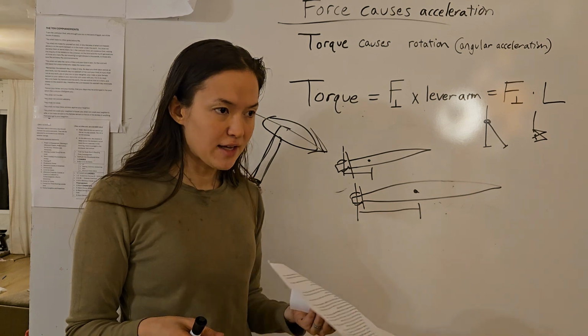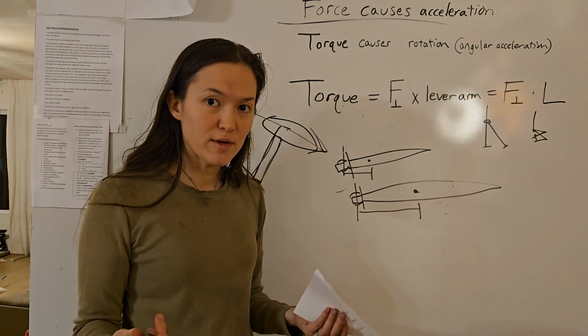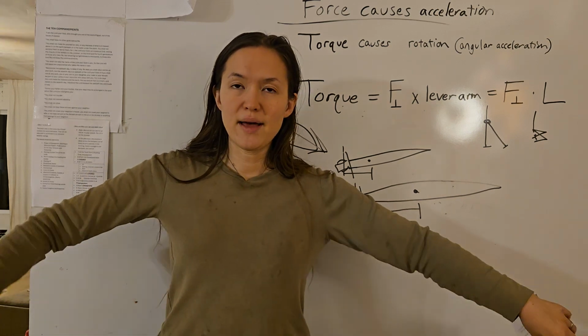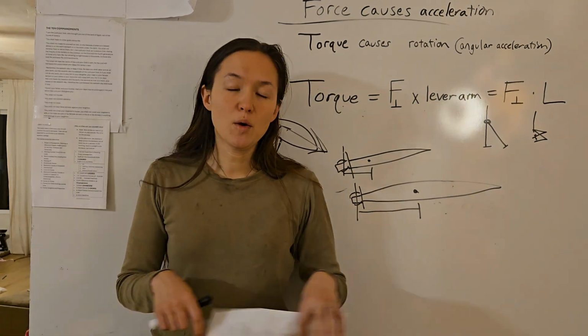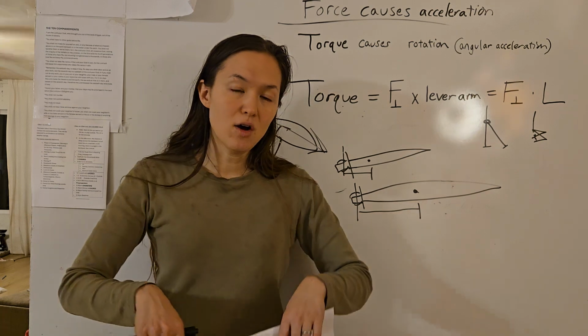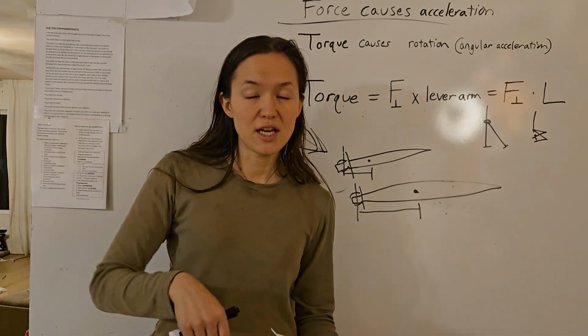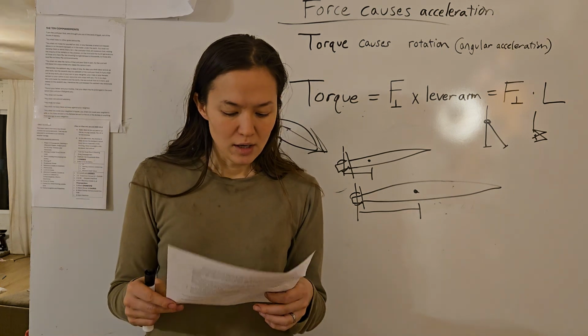Another example of rotational inertia, which resists rotation, is the reason that tightrope walkers walk with those really long poles. That long pole has rotational inertia. It resists rotating, which here means tipping off of the rope.